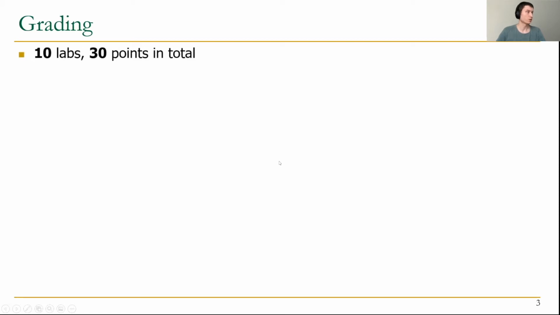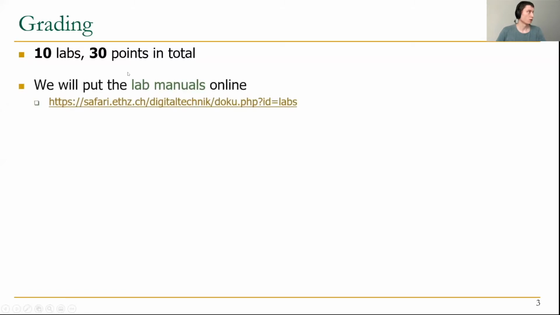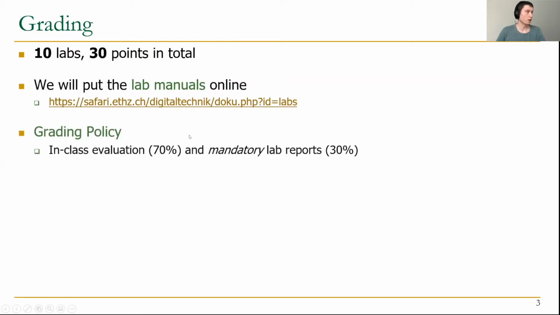And so in this slide, I will talk about the grading of the lab sessions. In total, we have 10 labs and 10 different assignments. You will get 30 points in total. We will be putting lab manuals online on the website. Here's the link. And the grading, you'll get graded for 2 things. First is in-class evaluation. So this is a grade you get based on what percentage of the lab manual you have completed. So you have certain tasks in every manual. So if you complete all of them, you'll get 70% of the grade of that lab session. And 30% will come from the lab reports.